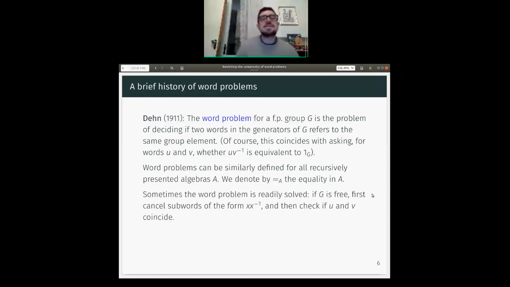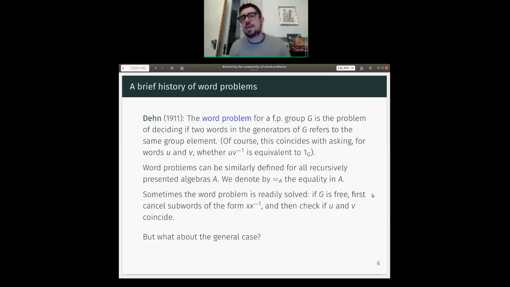Now, notice that in some cases, of course, the word problem is trivial, right? So for instance, if the group is finitely presented and free, well, certainly you can check whether any two words refer to the same group element. You just cancel the subwords that annihilate each other, and then basically you see whether these words coincide or not. Okay. Now, less trivially, there are many classes of algebras, and I will say more about that at the very end of this talk, in which one can show that the word problem is decidable. One example, proven by a very complicated proof by Magnus, is groups that are defined with only one defining relation, or you can have abelian semigroups, etc., right?